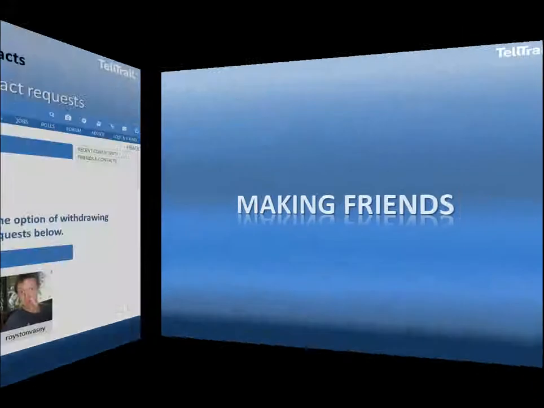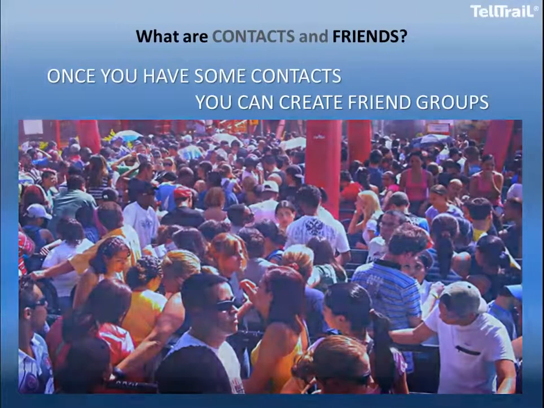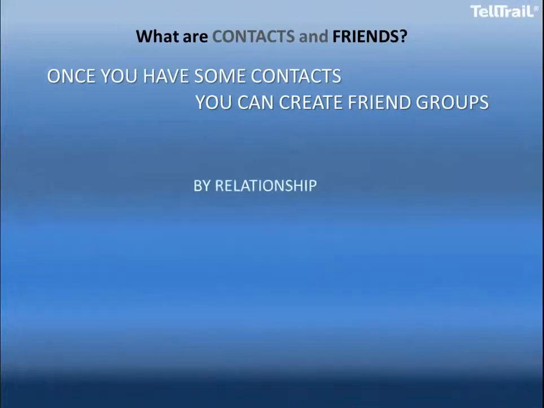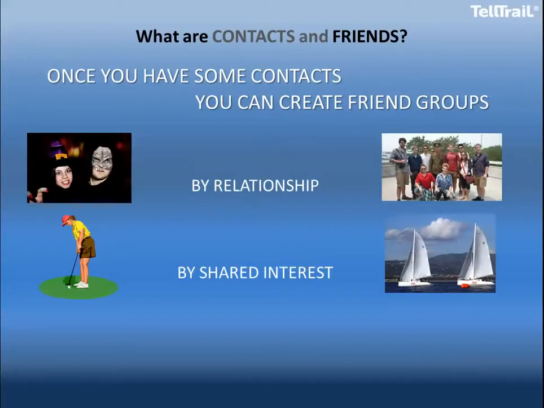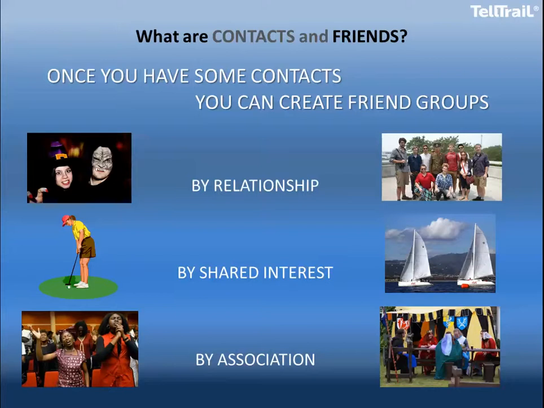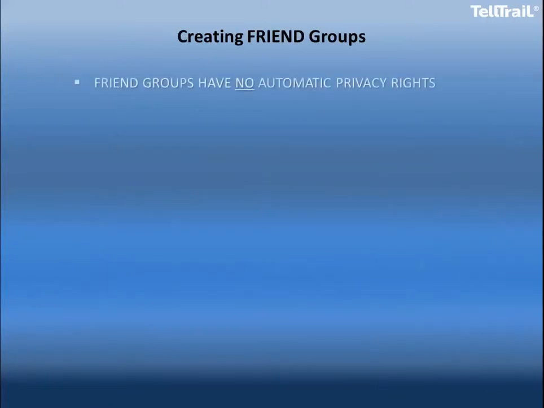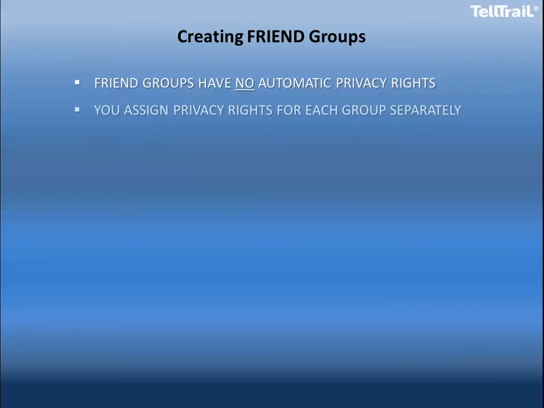As your TellTrail contacts start to increase, you'll pretty soon want to organize, at least some of them, into groups so that you can refer to, communicate with, or share with them in a particular way. Although we call these groups friend groups, the selected members have no automatic privileges other than to send you messages, exactly the same as general contacts.